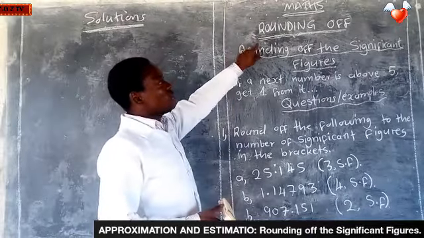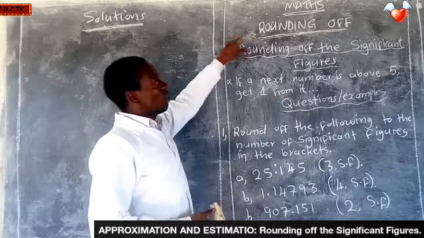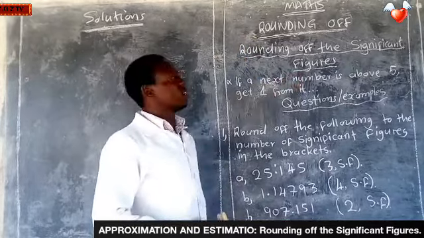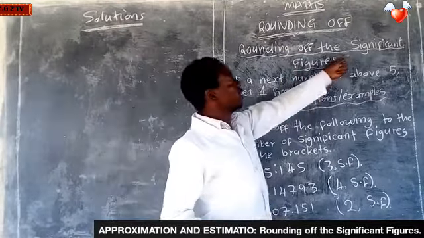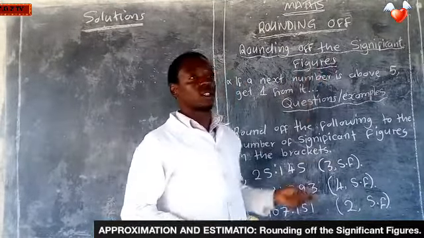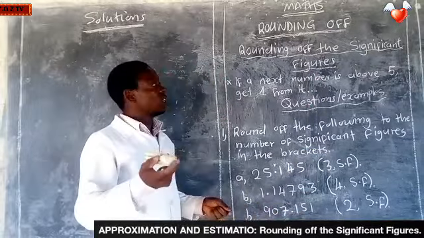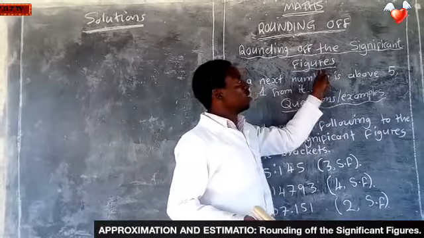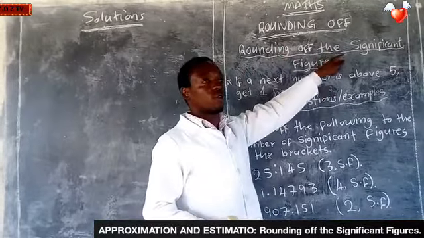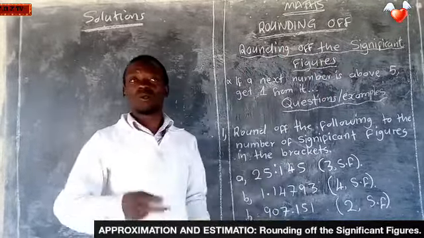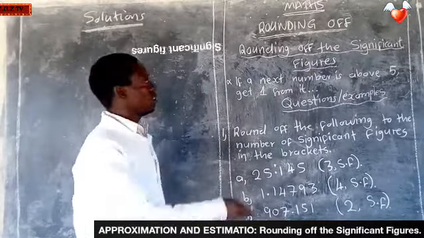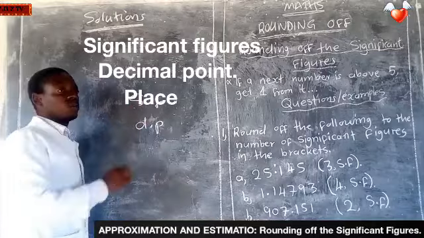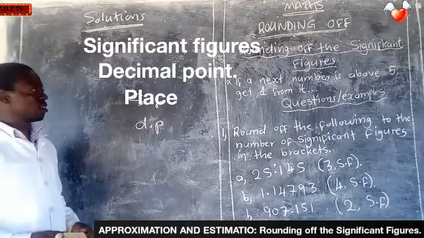In this lesson, we are looking at rounding off. The first part is rounding off significant figures. Significant figures are important numbers. A question may ask you to round off to a number of significant figures or to a number of decimal places. There are two parts: significant figures and decimal places.